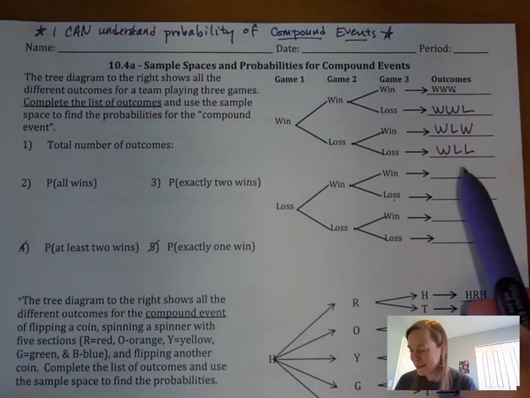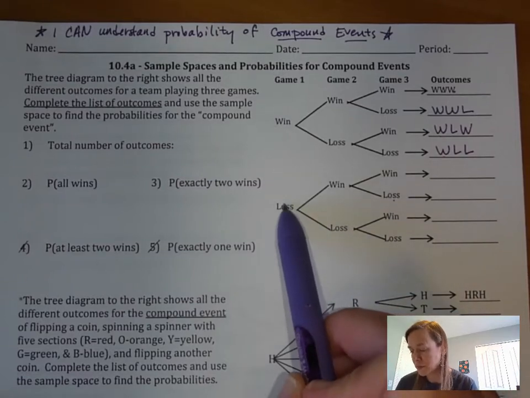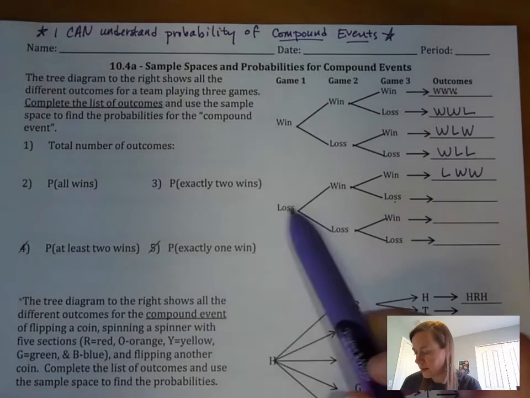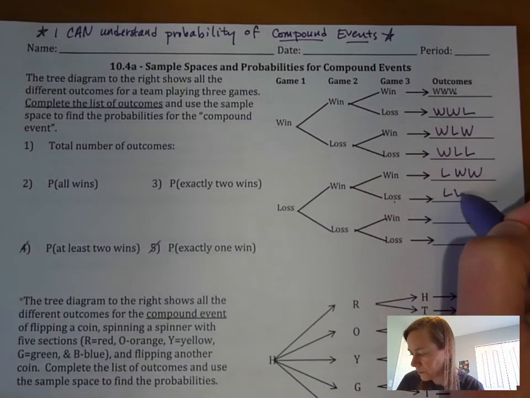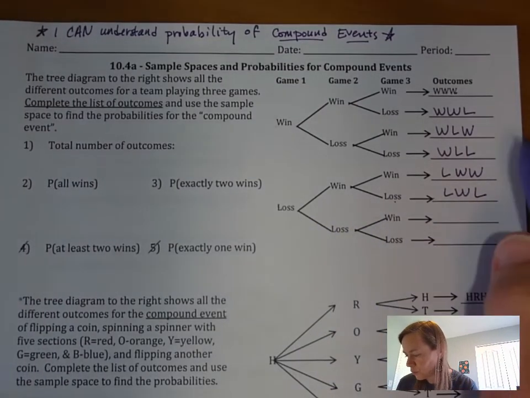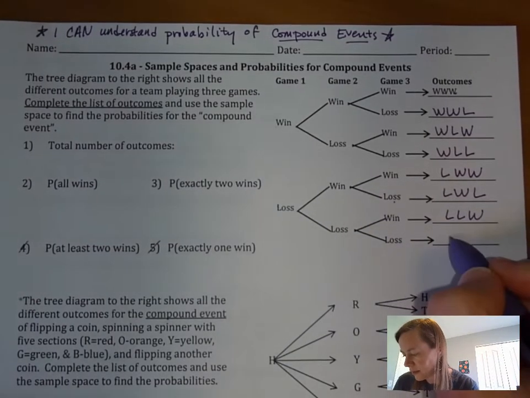Let's keep going. Now, following it backwards, we're starting with a loss. This one will be loss, win, win. This next one will be loss, win, loss. This next one will be loss, loss, win. And the final one will be loss, loss, loss.